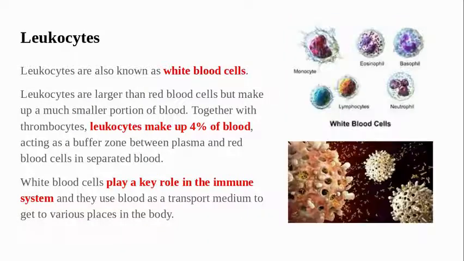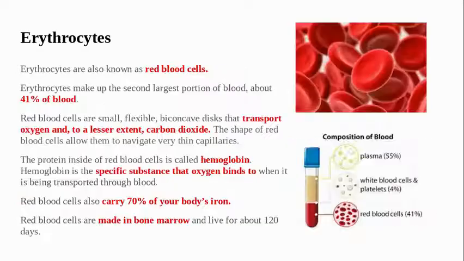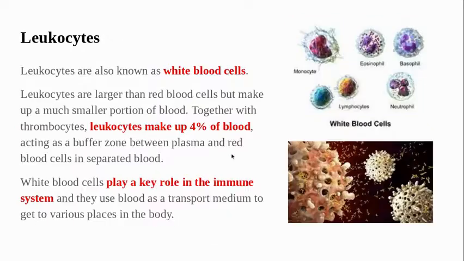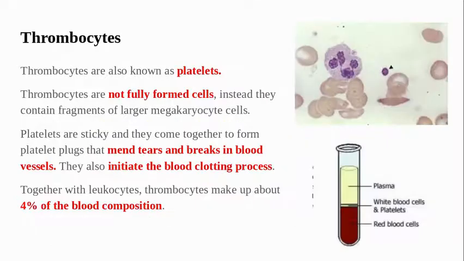Leukocytes are white blood cells, and leukocytes are actually larger than red blood cells, but they make up a smaller portion of the blood. So if we go back and look at this separated blood, right here, this small little white zone, which is a buffer zone between the plasma and the red blood cells, that is 4% of the blood, and it is made up of both leukocytes and thrombocytes. And leukocytes or white blood cells are important because they play a key role in the immune system and immune response. Thrombocytes are platelets, and again, together with the white blood cells, they make up this little buffer zone, which is about 4% of blood.